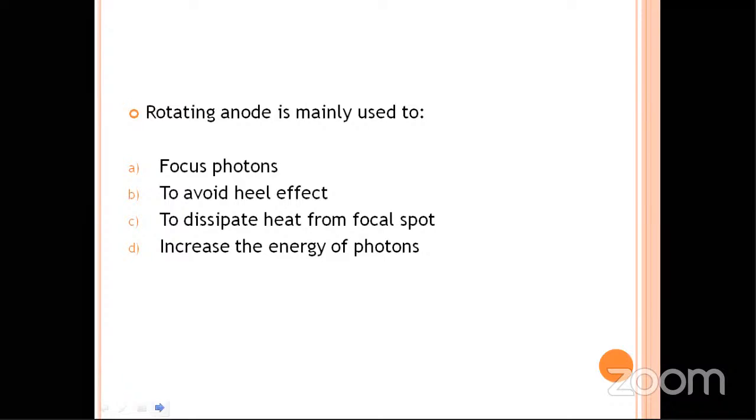Rotating anode is mainly used to focus the photons, avoid heel effect, to dissipate heat from the focal spot, increase energy of the photons. Yes, to dissipate heat from the focal spot. In the IOPA machine, since the anode is angulated to one side, the heat gets dissipated. Whereas rotating anode is one which is used in the larger machine, in case of extraoral machines, where the heat needs to get dissipated when the anode is rotating. Imagine a rotating anode getting a focal spot from different directions so that the heat gets dissipated easily.